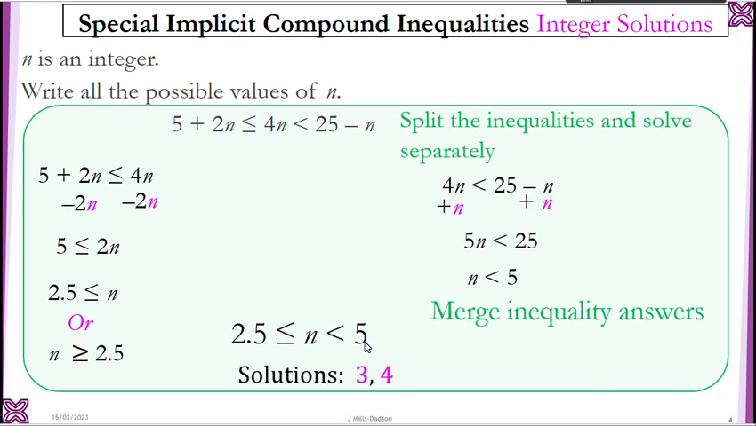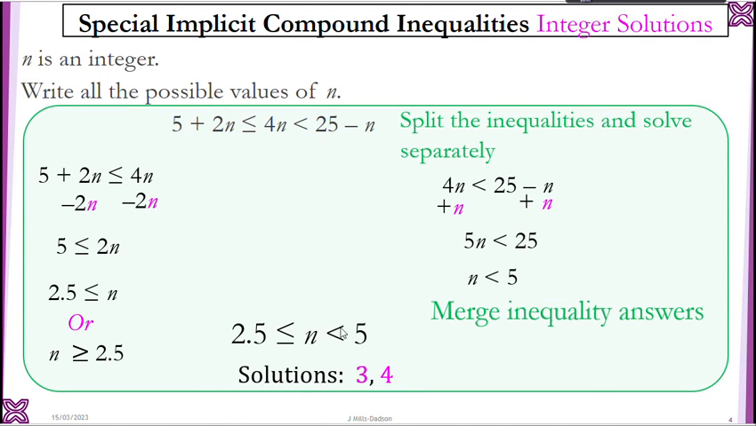And you can really double check and see if it is true. Let's use number 3. 2 times 3 is 6. 6 plus 5 is 11. 4 times 3 is 12. And therefore 12 is bigger than 11. 25 minus 3 is 22. And 12 is less than 22.